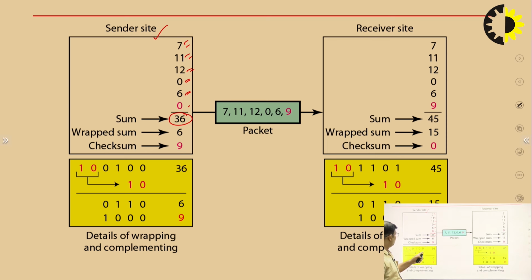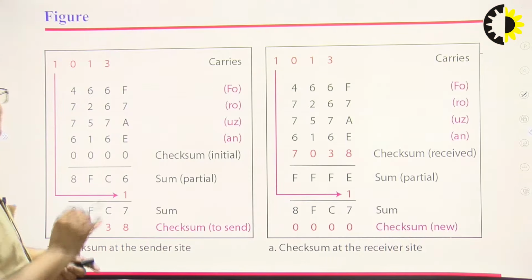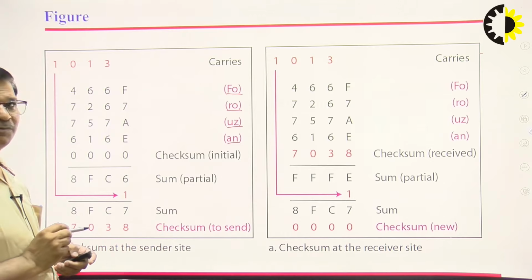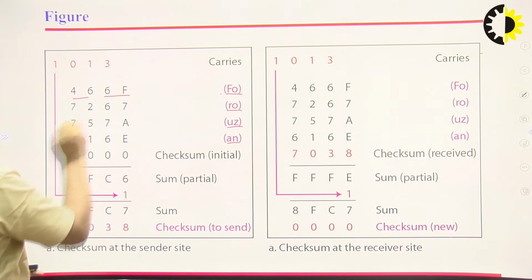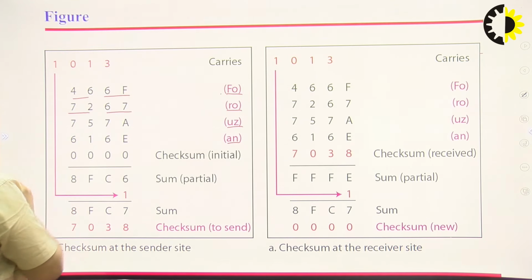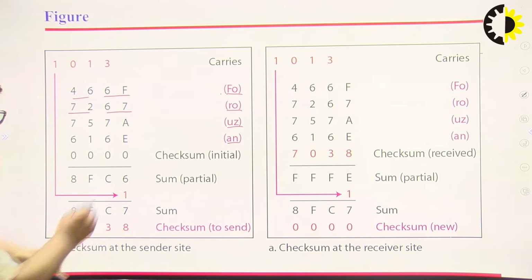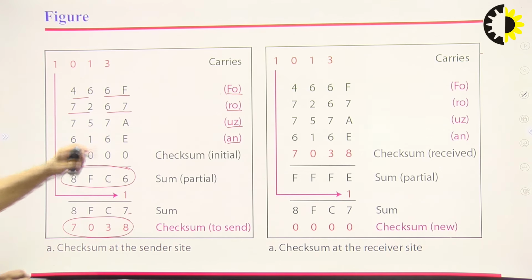To understand this better, take this example. For example, we have to deliver this: FOROUZAN. The hexadecimal of FO is 466F. RO, this one. So these are the hexadecimal codes, and we have to add all the hexadecimal codes. So this is the addition of the hexadecimal codes. Now what do we have to do? This is the sum, and this is the ones complement of this hexadecimal code.